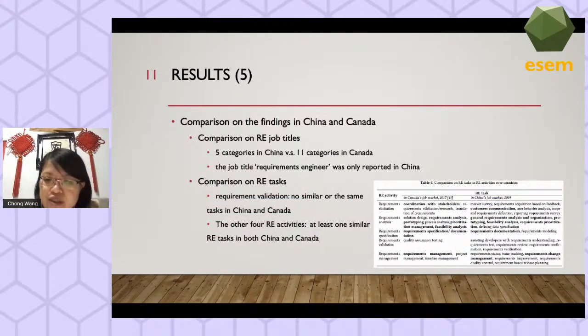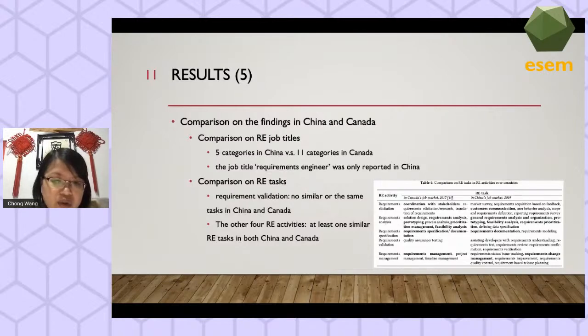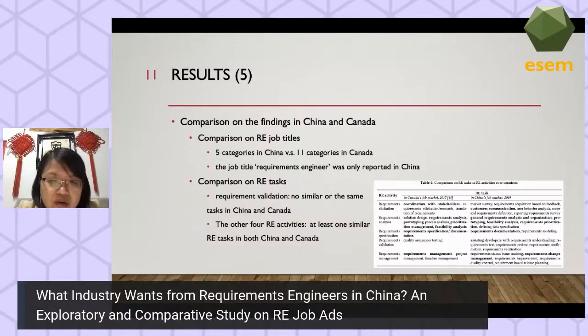Finally, we compared our findings to those of our study on RE jobs in Canada in 2017. You can see that different numbers of categories of job titles were reported in these two countries. We also found that the job title requirements engineer was only reported in China. After a comparison of RE tasks, we found that in the RE activity requirements validation, there is no similar or same task in China and Canada. But for the other four RE activities, there is at least one similar RE task in both China and Canada.